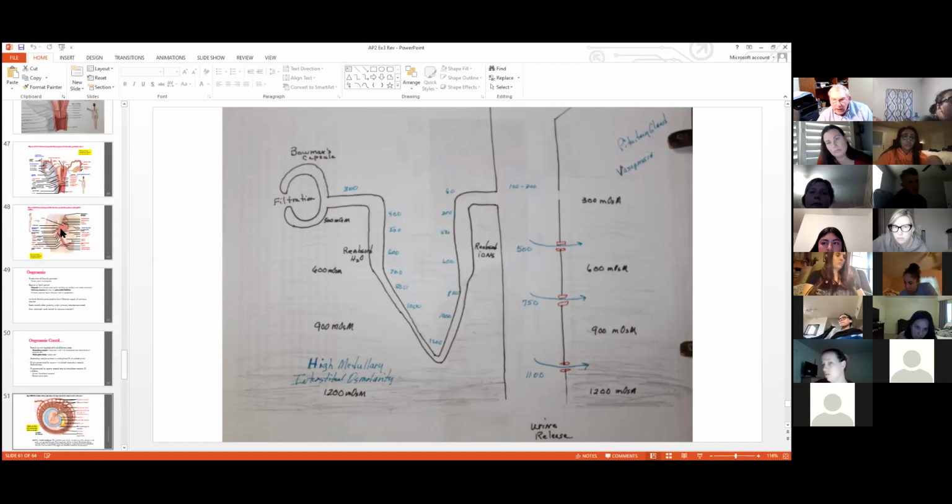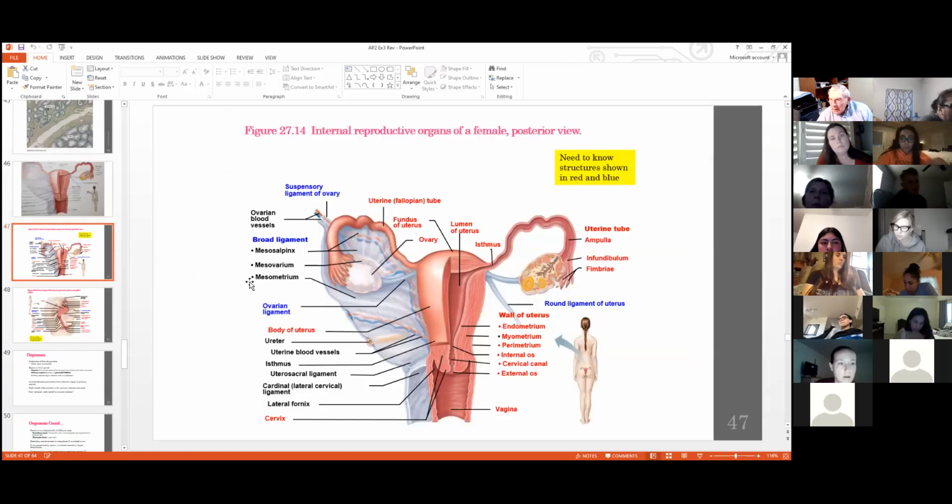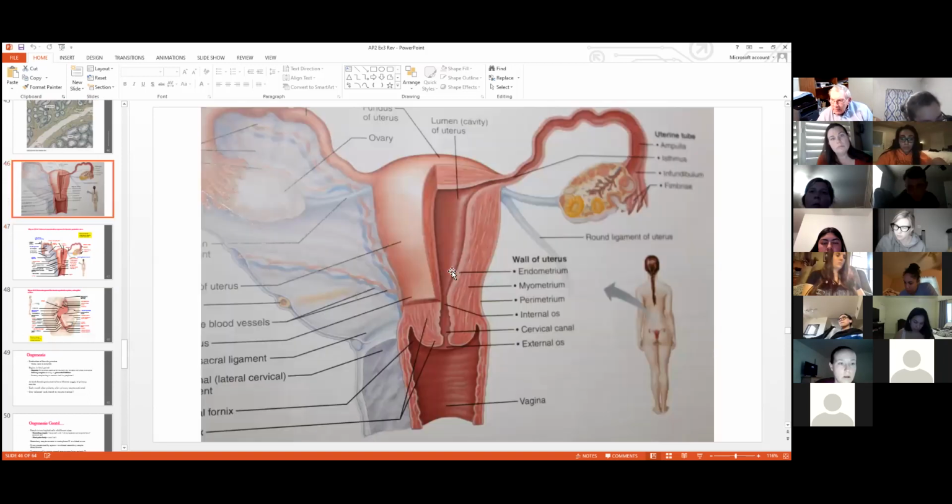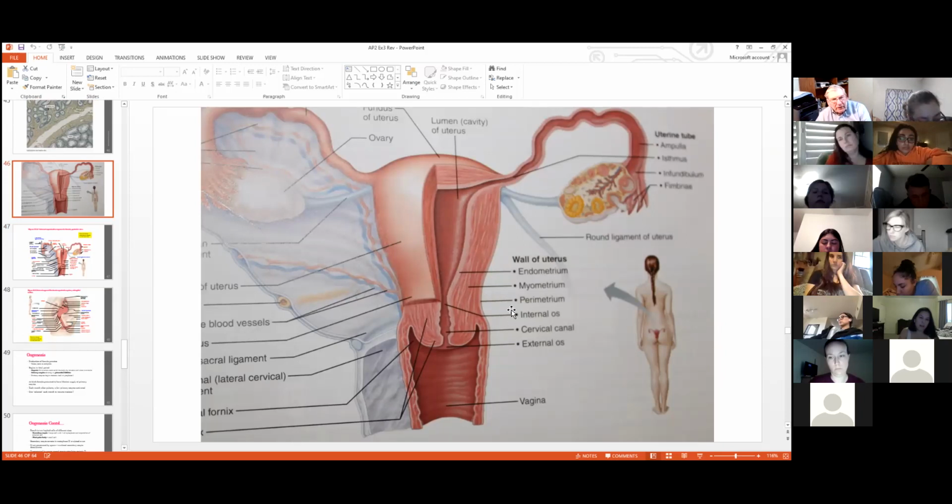Okay, concept J. Now let's talk about these three layers of the lining of the uterus. The outside layer, the tough connective tissue layer, again, I've said this every time we talk about the outside of any of our organs. This is called the perimetrium. Metrium is the term for this tissue. Peri means around. So this is the perimetrium, the lining around the uterus.